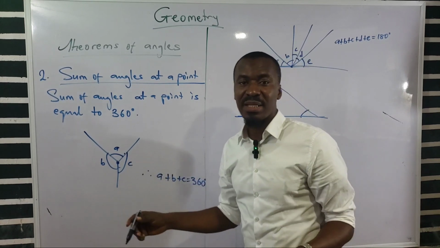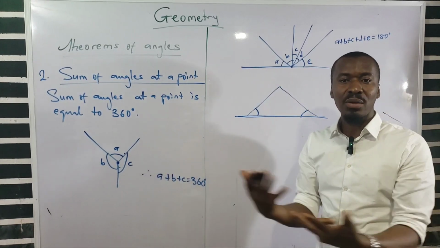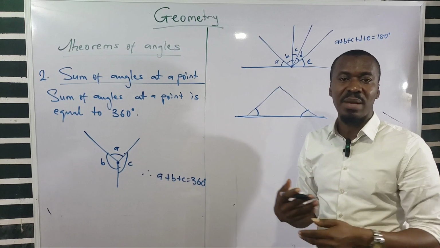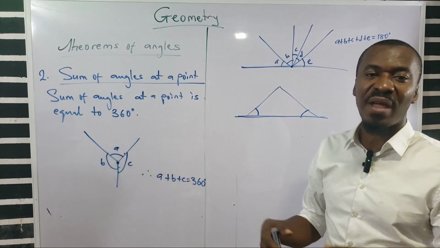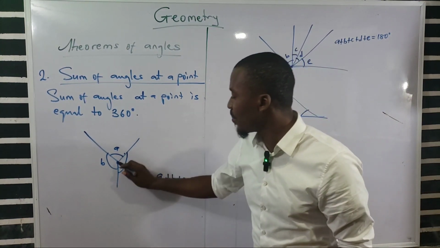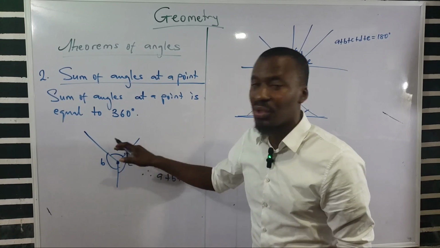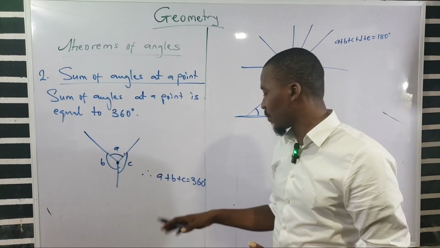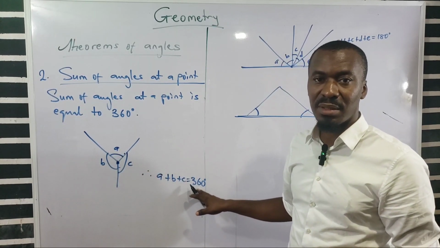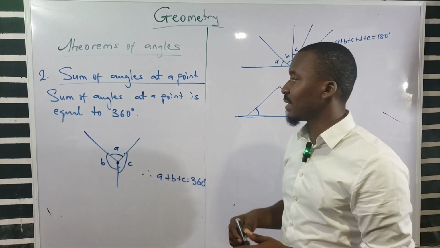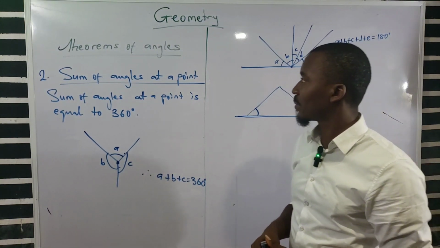So what it means is that if you have angles at a point, it can be just two angles, it can be three angles, it can be four angles, it can be five angles, so long as they are all meeting at a point, the sum of the angles that they will produce will give you what? 360 degrees. Okay, so let us look at the next theory of angle.